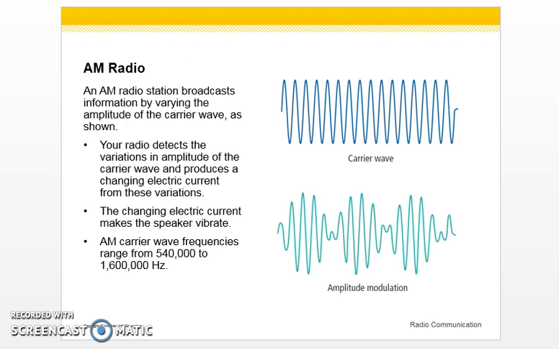So there are 2 types of radio. The first one is AM radio. This station broadcasts information by varying the amplitude of the carrier wave as shown here. Carrier wave and amplitude modulation. Your radio detects the variations in amplitude of the carrier wave and produces a changing electric current from these variations. The changing electric current makes the speaker vibrate. AM carrier wave frequencies range from around 540,000 to 1,600,000 hertz.